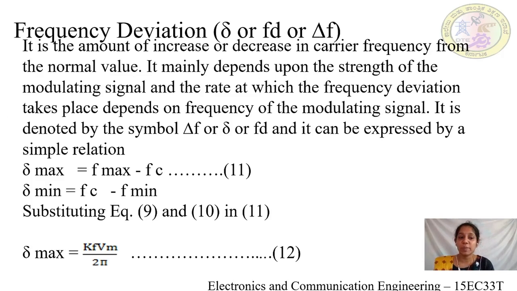Frequency deviation depends on the strength of the modulating signal, and the rate at which frequency deviation takes place. Rate at which frequency deviation takes place depends on frequency of the modulating signal. And the frequency deviation can be represented by kf Vm by 2 pi.